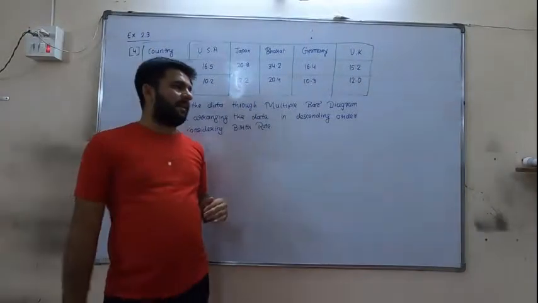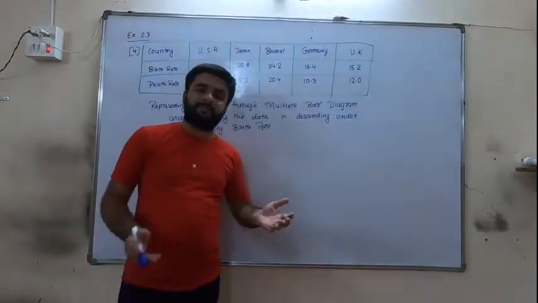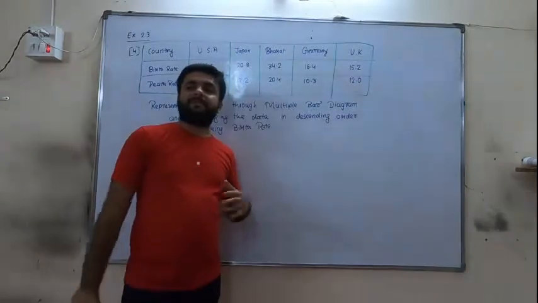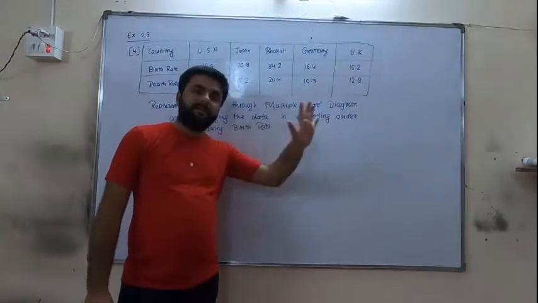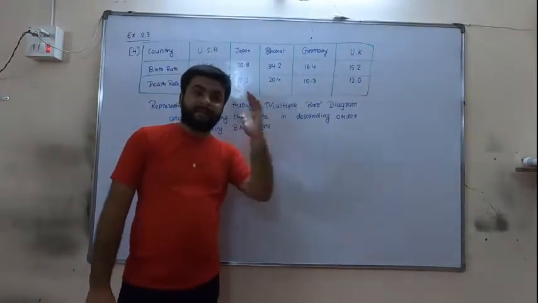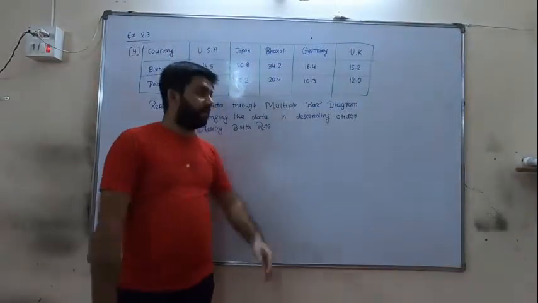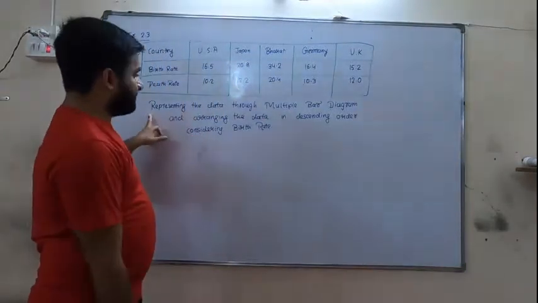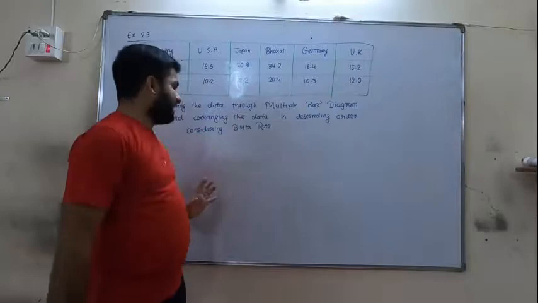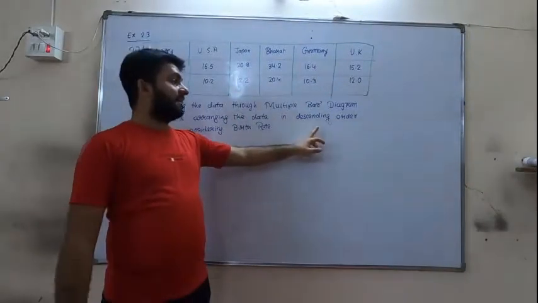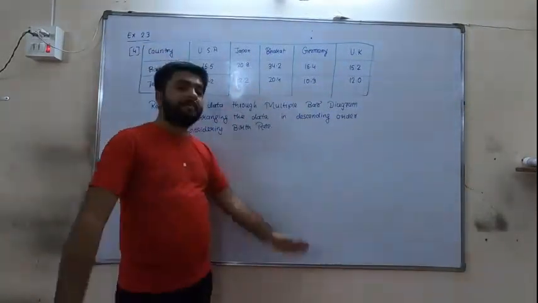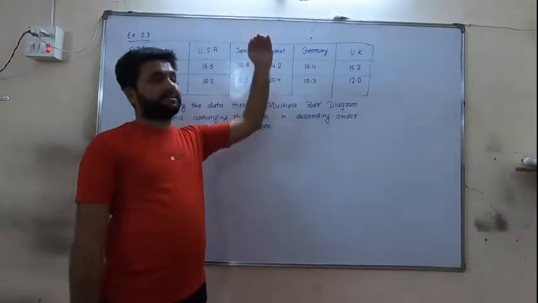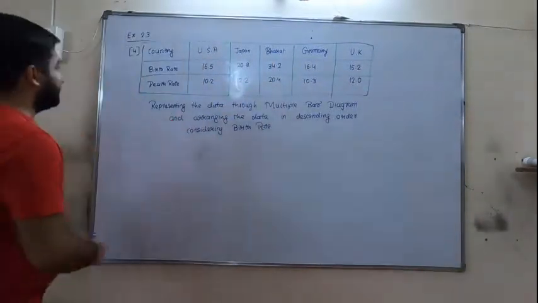But according to me, there should be some difference. If in the first sum we have done ascending, then here descending is required, so that you may understand the things. So, representing the data through multiple bar diagram and arranging the data in descending order considering birth rate, means from highest birth rate to lowest birth rate.